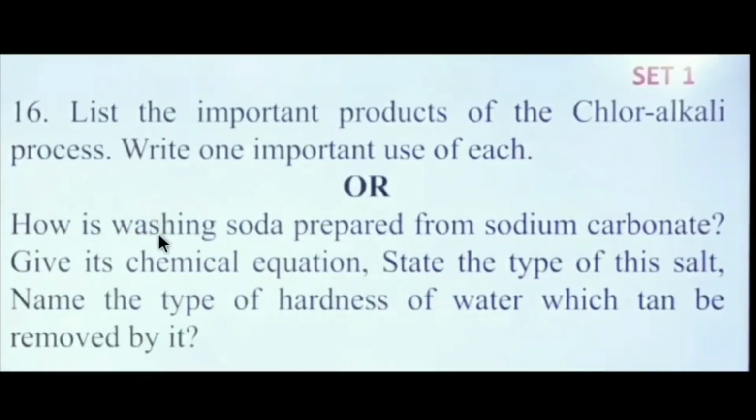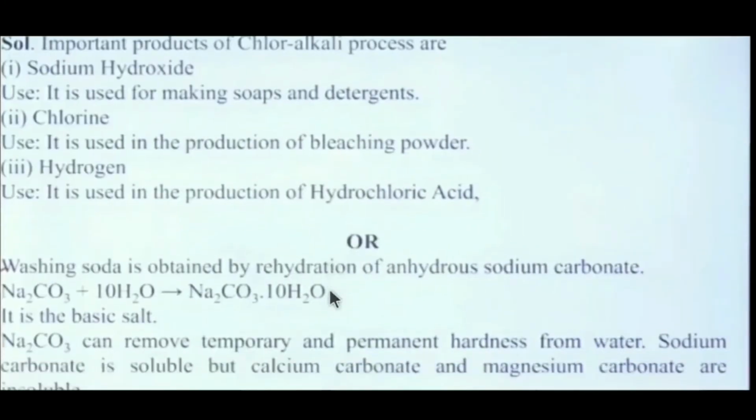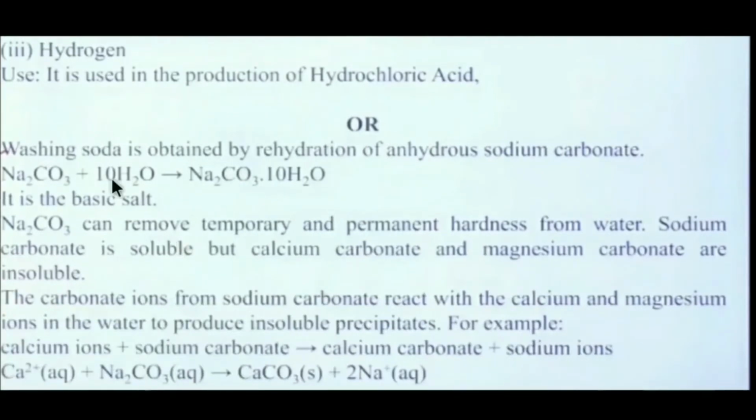ऐसा भी क्वेश्चन था उसके अलावा, how is washing soda prepared from sodium carbonate? Give its chemical equation, state the type of this salt, name the type of hardness of water which can be removed by it. तो उसका आंसर है, washing soda is obtained by rehydration of anhydrous sodium carbonate. Na2CO3 plus 10H2O gives Na2CO3·10H2O. It is a basic salt. Na2CO3 can remove temporary and permanent hardness from water.